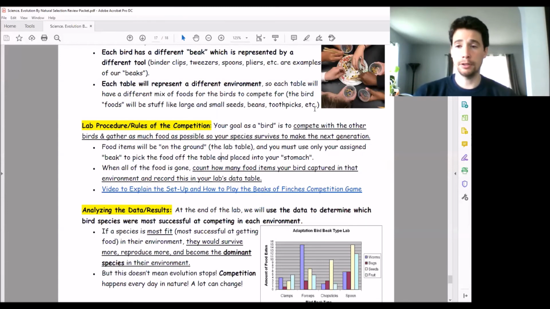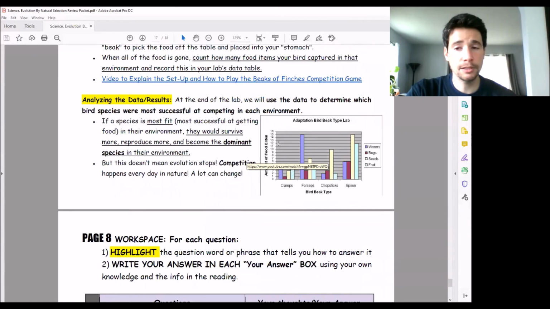If there are birds with different beaks, and some of the birds can't get the worms, and there are lots of worms in that environment, those birds are going to die off. Over time, they're going to become less common. Eventually, they're going to go extinct from that area. And that's just how nature works. That's how natural selection works. And that's how we end up with the way that the world is.